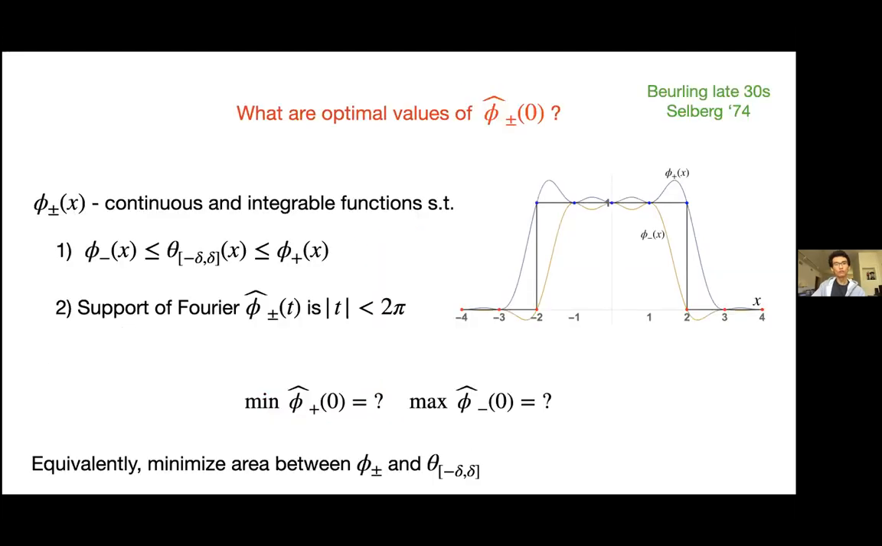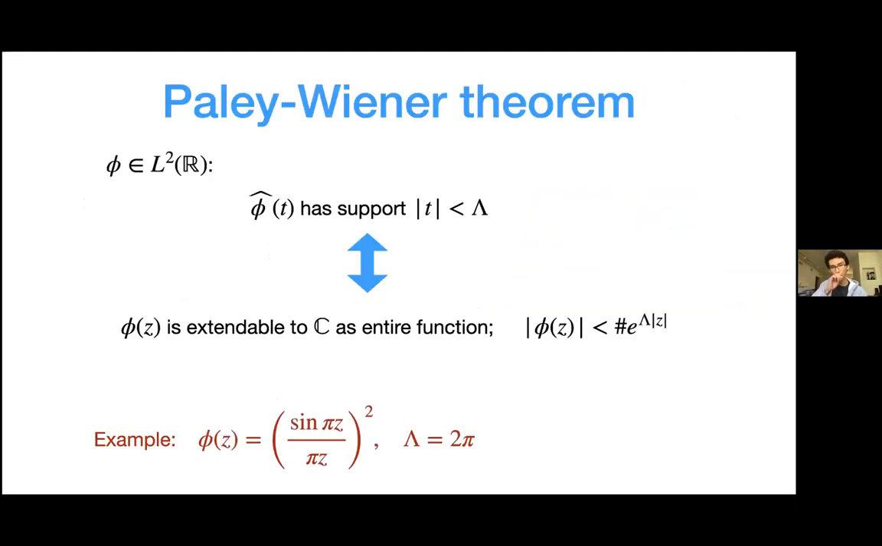Before we move on to the solution, we need one important theorem which will help us. There's this classic Paley-Wiener theorem. It goes as follows. Suppose you have a square integrable function, then its Fourier transform has a finite support lambda if and only if this function phi is extendable to the complex plane as an entire function, such that it's exponentially bounded with an exponent given by the same lambda, which is the support.